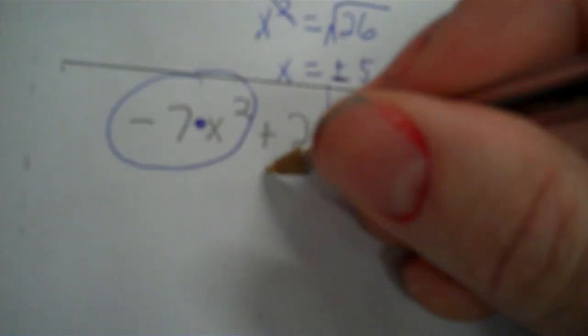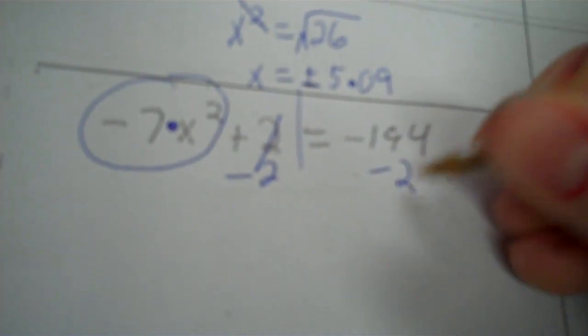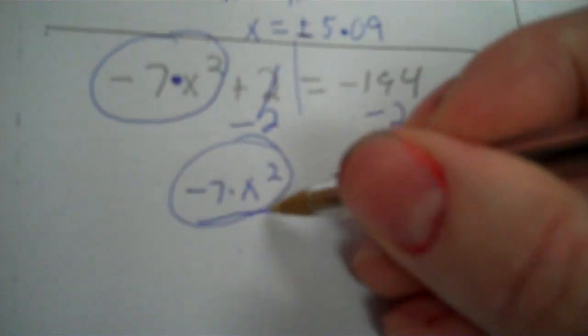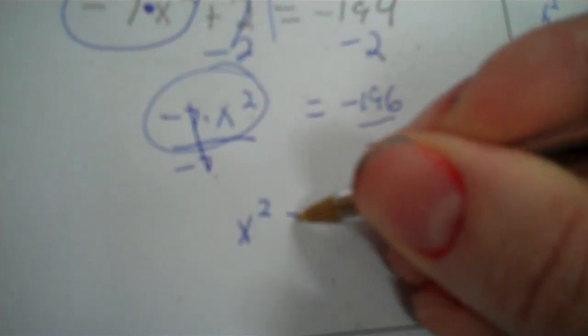So we highlight the times, or circle it. You take out your plus 2 with a minus 2. So negative 7 times x to the second, still circled, and then negative 194 minus 2 gives me negative 196. Then we get rid of our times negative 7 with a divide by negative 7. And then x to the second has been solved for. I got 28. So now I take out the second power by applying a square root on the other side.